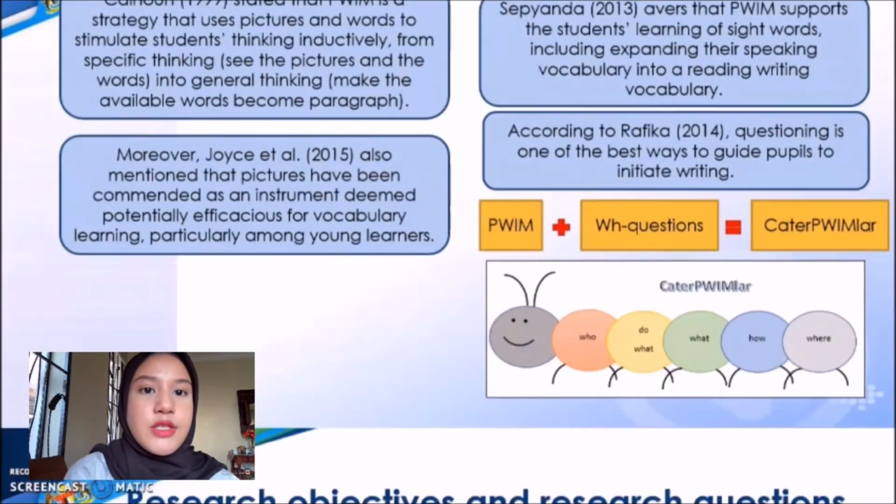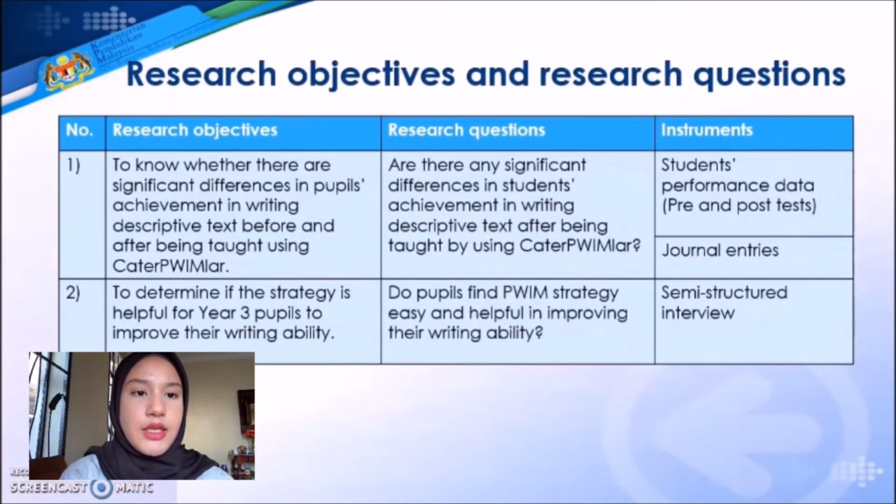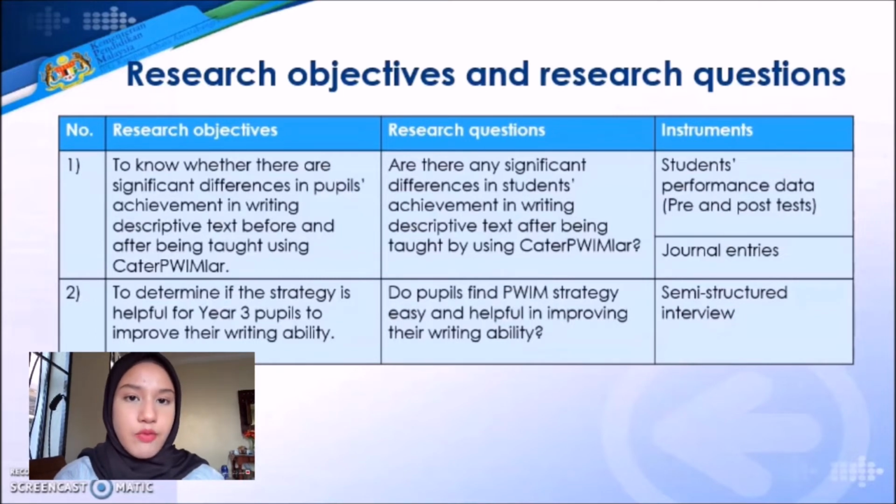Next, I will specifically explain the research objective, questions and the instruments used based on my research focus. My research objective is to know whether there are significant differences in pupils' achievement in writing descriptive text before and after being taught using Caterpillar. Another objective of my research is to determine if the strategy is helpful for Year 3 pupils to improve their writing ability.